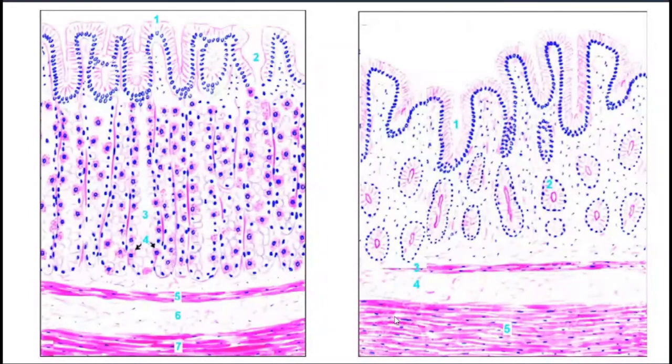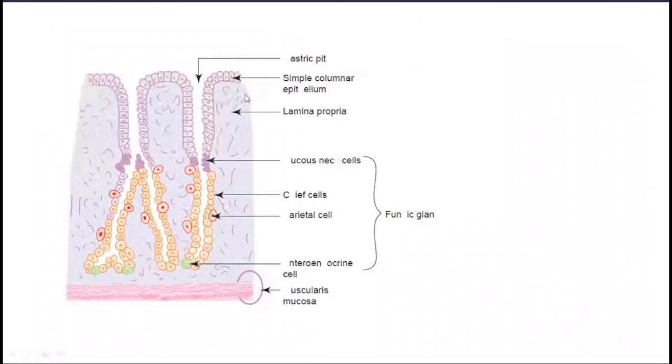You should be able to differentiate all these three slides. This is the diagrammatic representation. This is the simple columnar epithelium, this is the gastric pit, this is the mucous neck cell. These are the fundic glands. In the fundic glands you get chief cells, then these are the parietal cells. The whole yellow or orange color you can see is the fundic gland. Then this is the muscularis mucosa. So you get differences in the mucosa.